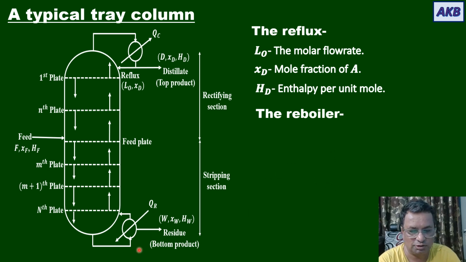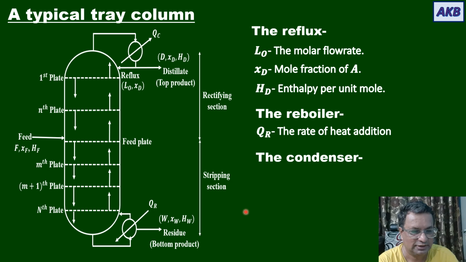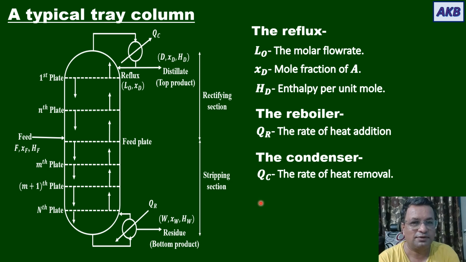Then let us talk about the reboiler. So what is happening in the reboiler? Heat is added. What is the purpose of doing that? The purpose is to create vapor phase out of the liquid solution. So I'm using a notation of QR, and it represents the rate at which heat is added in the reboiler. And similarly for the condenser, heat is removed from the vapor, and the rate of heat removal I'm denoting by QC. Okay, so I hope you have understood what terms I am using in my discussion.